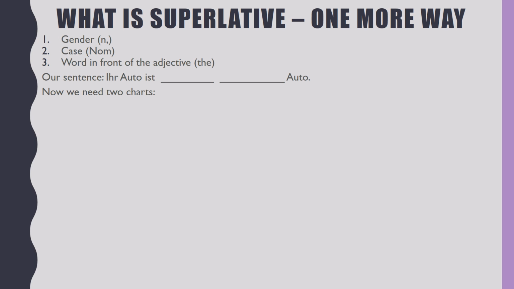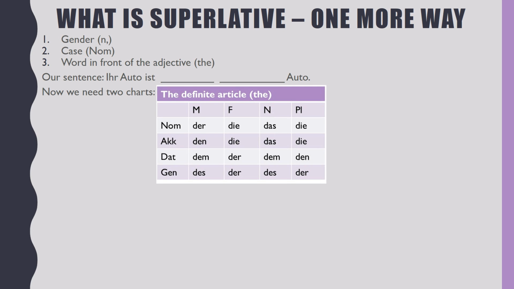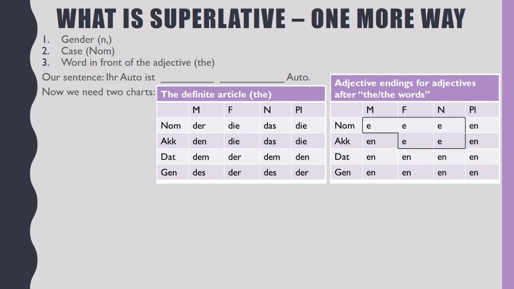Now we need two different charts. The first chart is the definite article chart, the chart, for nominative, accusative, dative, and genitive, masculine, feminine, neuter, and plural. We also need the adjective ending chart for adjectives after the words. So either the or the word. Der is the, dies, jede, welcher, manch would be a the word. The formula again is der, die, das plus the adjective plus st plus the adjective ending.